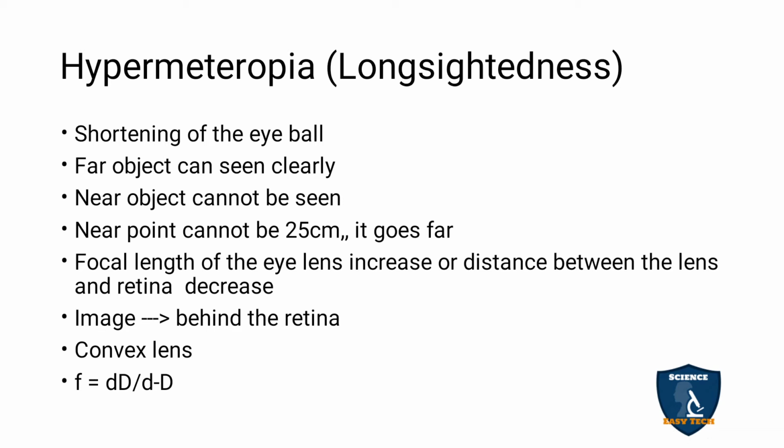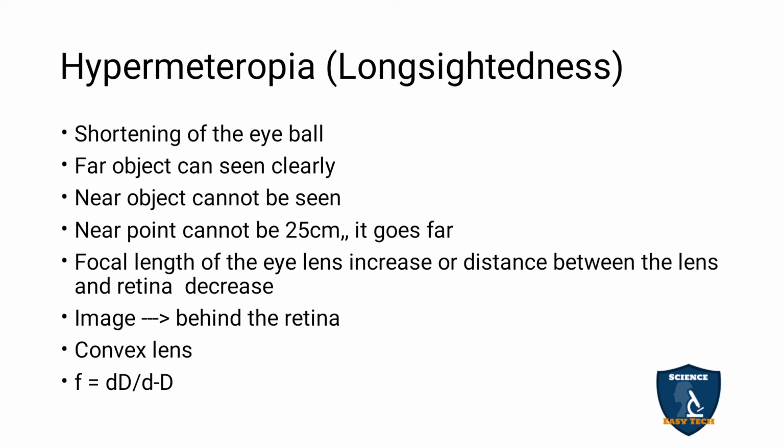Okay, the focal length of the eye lens increases, and the distance between the lens and the retina decreases. So the image is formed behind the retina. In short sightedness, the image is formed before the retina, but here the image is formed behind the retina, after the retinal layer. Due to that formation of image, the person cannot see near objects clearly.